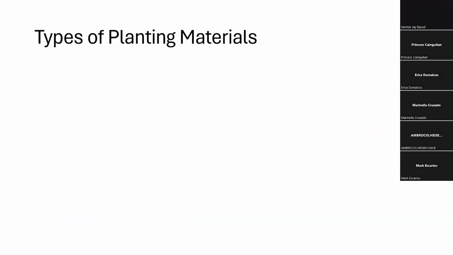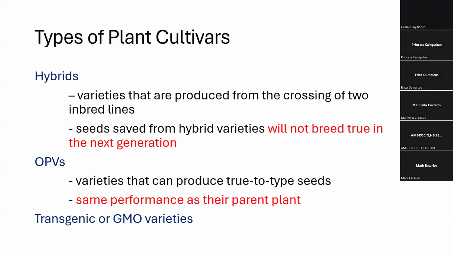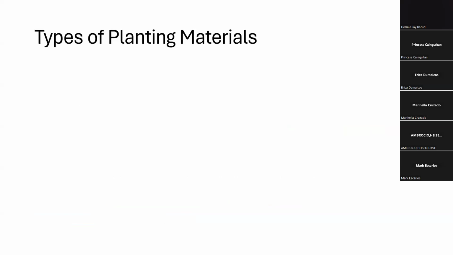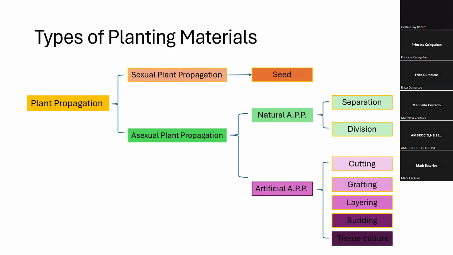Next, we also have types of planting materials. Itong kaninang una, types based on their genetic composition. Then dito naman, types of planting materials based on their form. So planting materials are classified into two. We have the seeds and the vegetative planting materials. I hope that you can still remember this illustration. So seeds, then yung isa ay yung ating mga vegetative propagules.